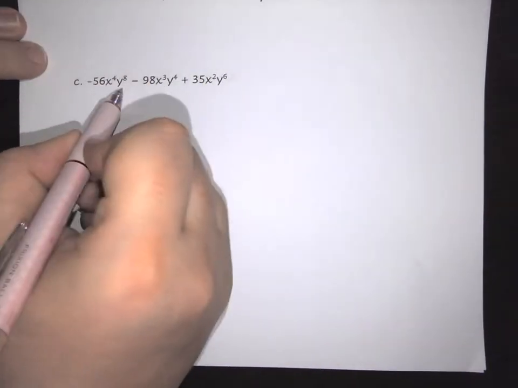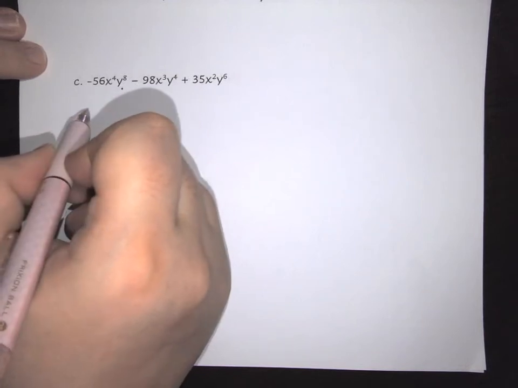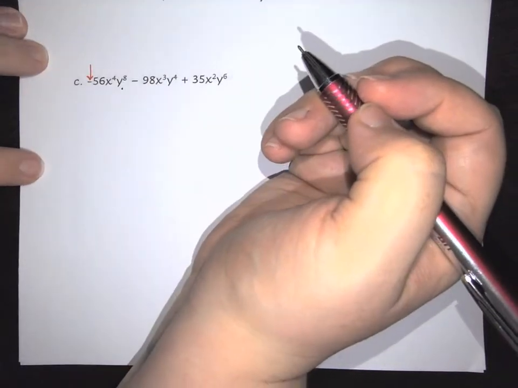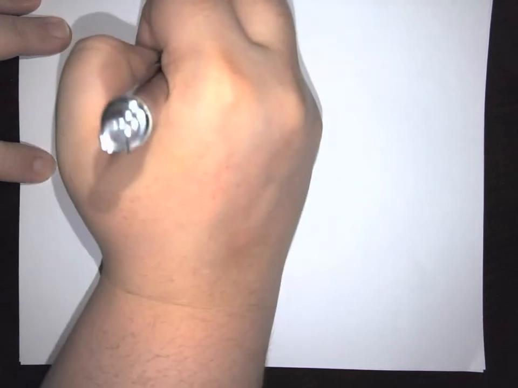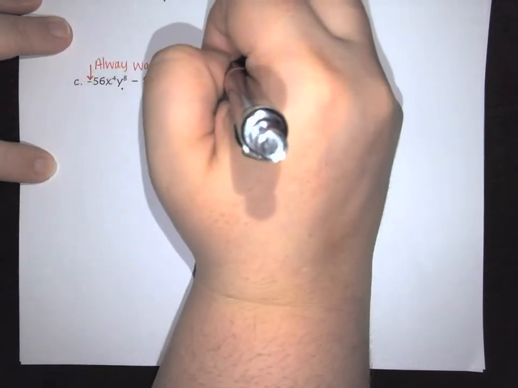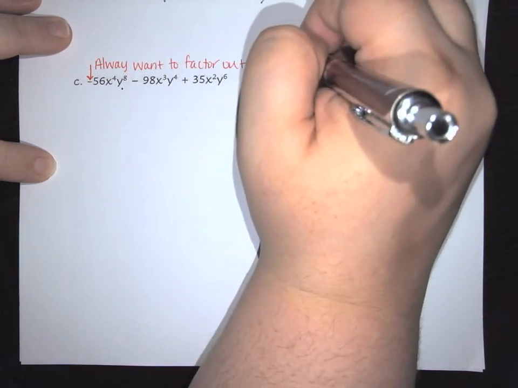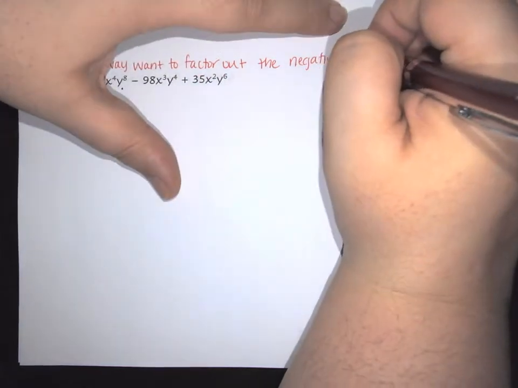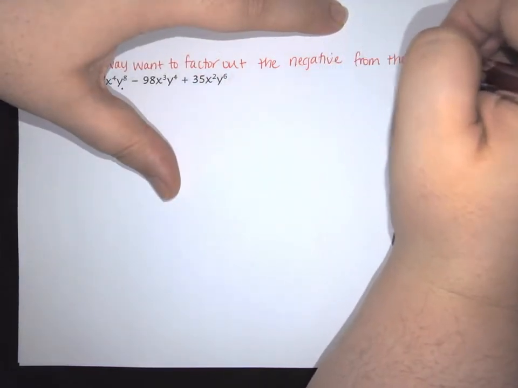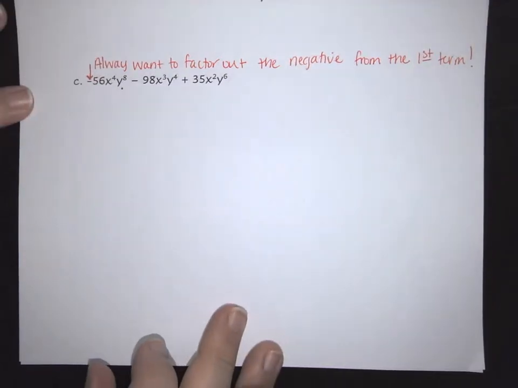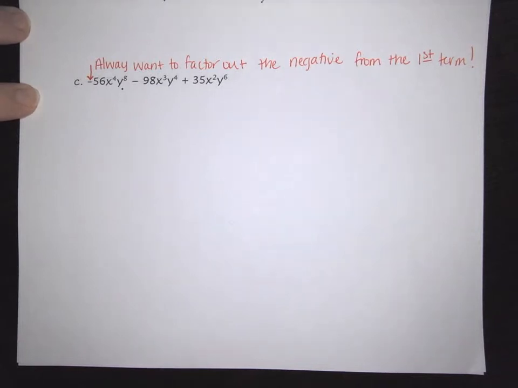So let's start here with this first term. The first thing I want you to notice is that we have this negative out in front. Because of that, you always want to factor out the negative from the first term. One of the things we should always be doing when factoring is pulling that negative out of your first term in order to reduce your factor down. So we have to remember that we are going to factor out that -1 as part of your GCF.